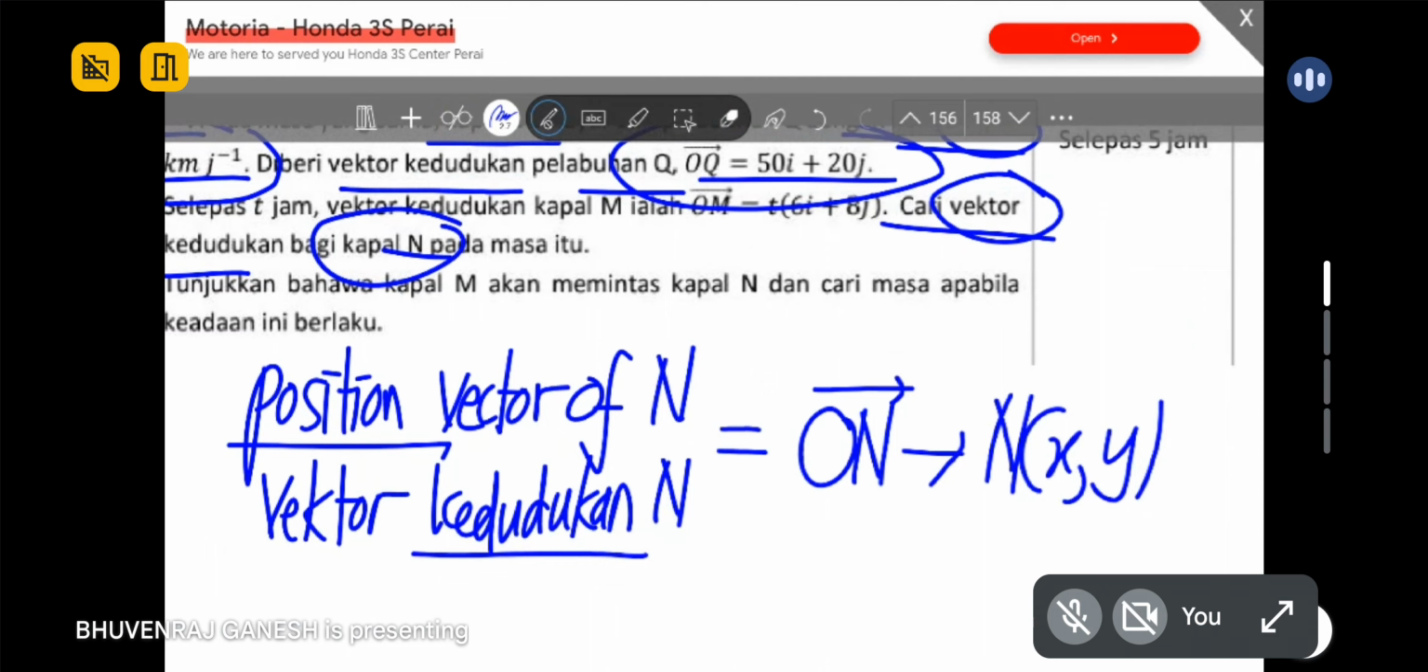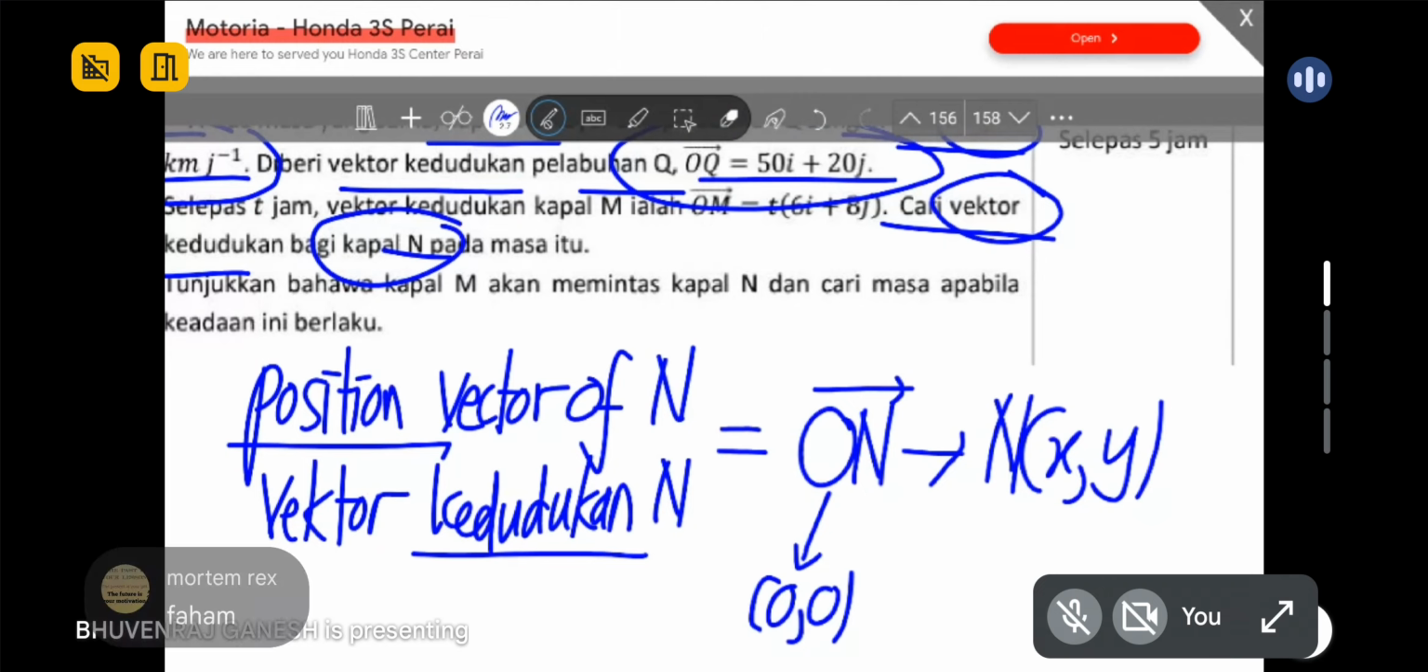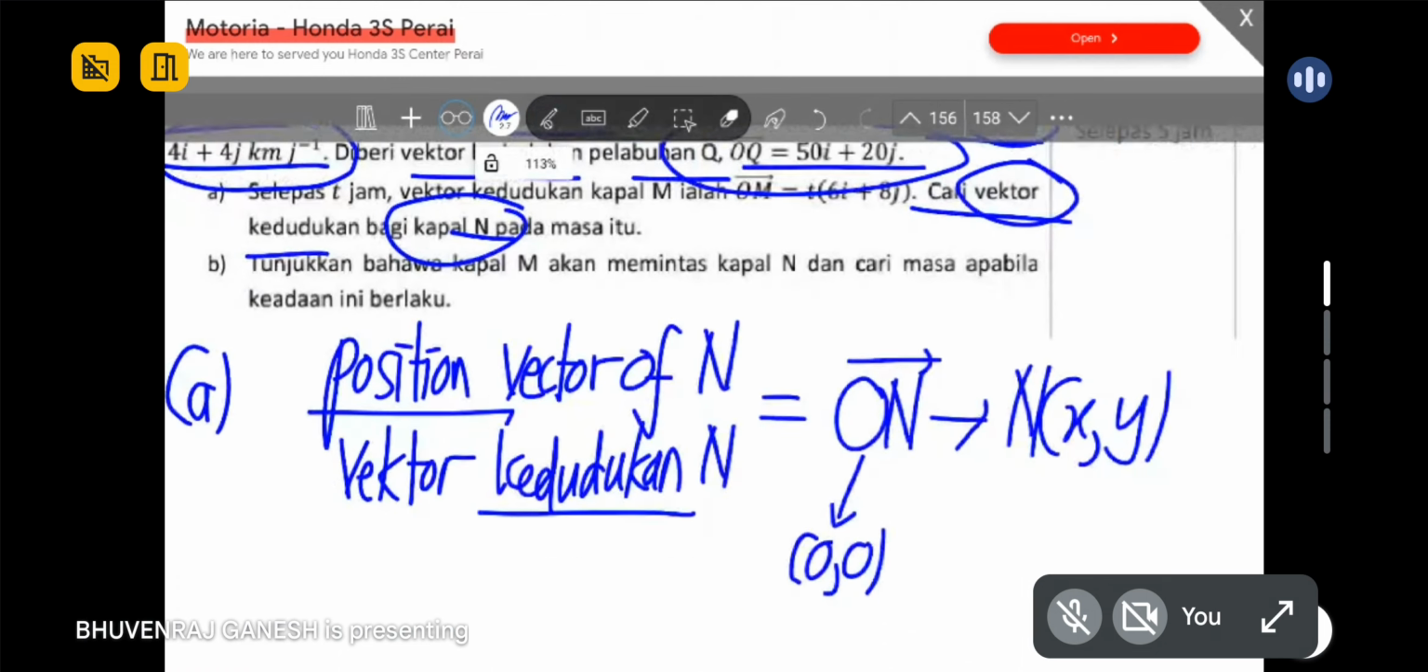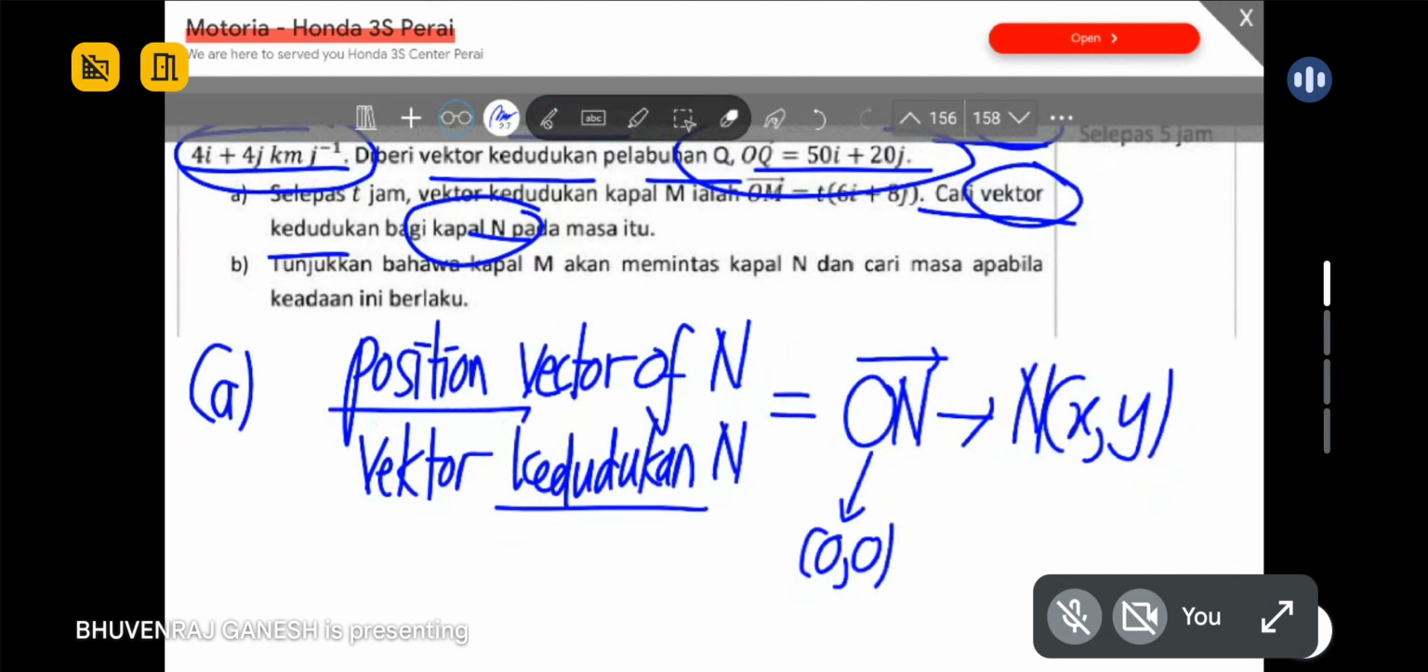Because ON means you're comparing with the origin. Origin is always 0, 0, guys. Asalan selalu kosong, kosong. So 0, 0 and N, you are finding coordinate N. Do you guys understand? That is the question actually. So when the question says position vector of N, it means the question wants you to find coordinate N. That's all. Faham atau tidak? Soalan suruh cari coordinate N saja. Tapi soalan bagi tahu vektor kedudukan N. Faham? So you must understand the concept. Vector kedudukan actually means ON.